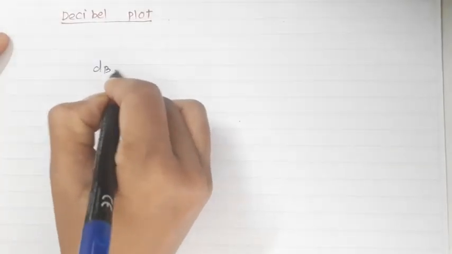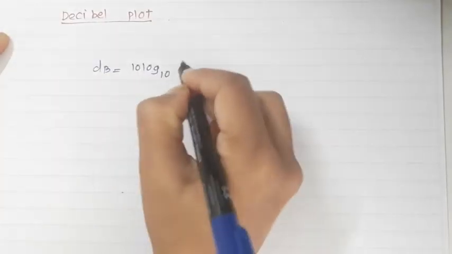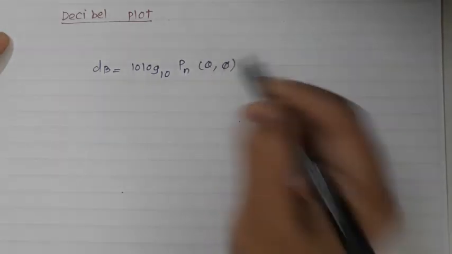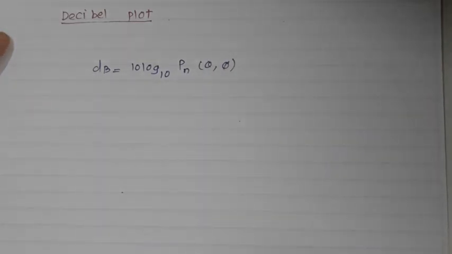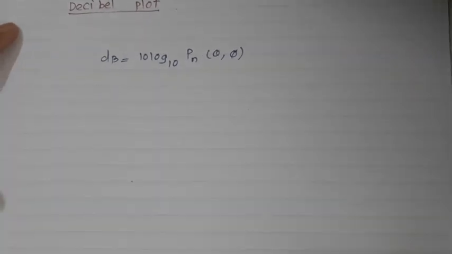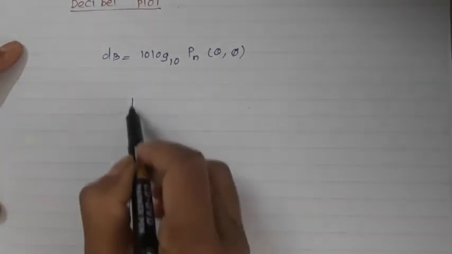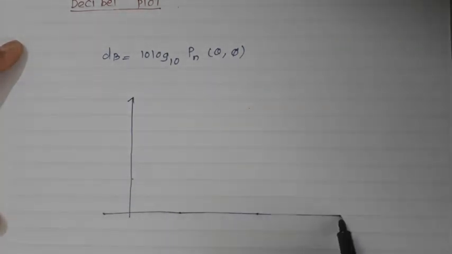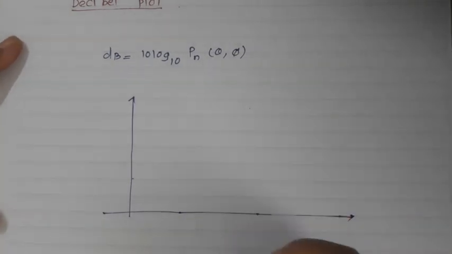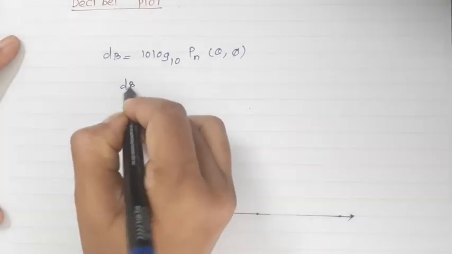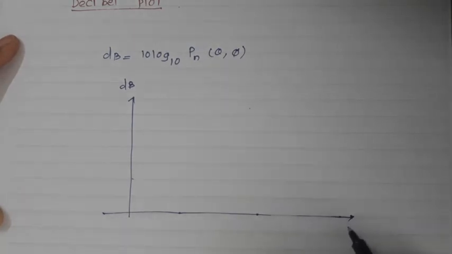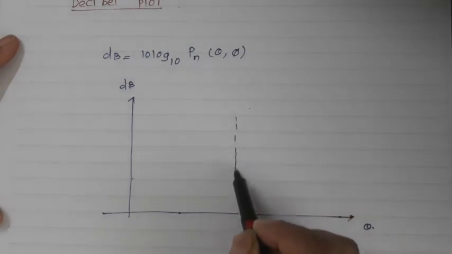So dB is equal to 10 log to the base 10 of power, which is a function of theta and phi, where power is the normalized power pattern. We have already talked about this; now the decibel plot of the radiation pattern will be like this. If I plot this, I have converted my power into dBs. On the y-axis there will be the dBs and here I am having the angles, theta. Here I will start with 0.